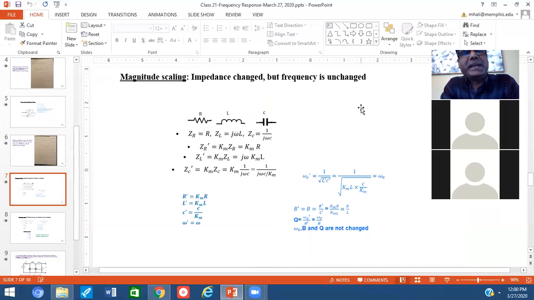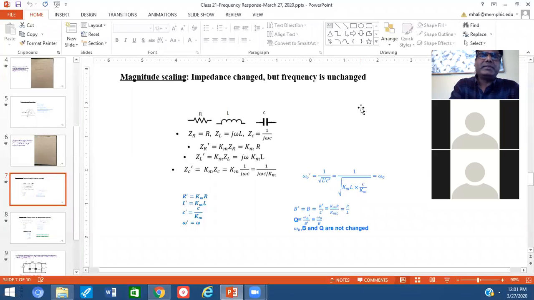In one case, magnitude scaling means basically impedance scaling. So what I have written, look, the very first bullet: impedance changed, but frequency is unchanged. This means when you are modifying the magnitude, you are changing the impedance magnitude, but you are not changing the frequency. In the other case, in the next slide I will be showing, you are changing frequency, but you are not changing the impedance magnitude. So there are two scenarios.